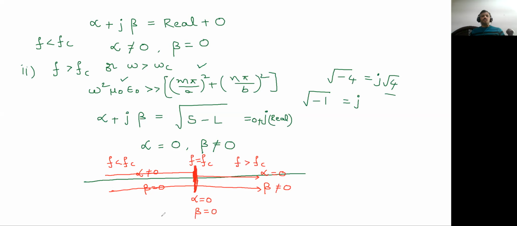When alpha and beta both are 0, automatically gamma is also 0. So it is a very simple indication that at the cutoff frequency, gamma is equal to 0, because alpha and beta both will be 0. And this is the cutoff frequency condition. By taking this condition, we can now get the expression for cutoff frequency.